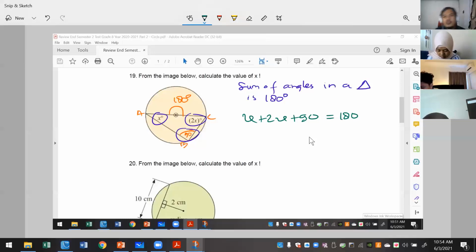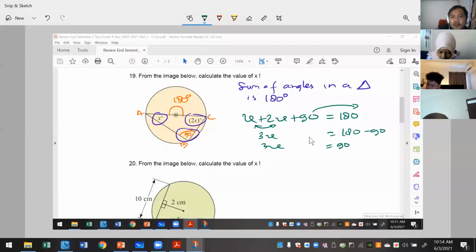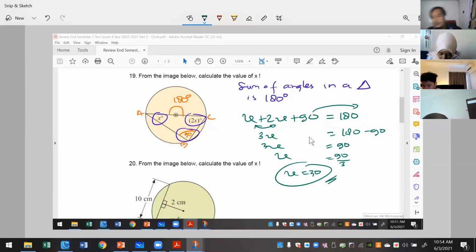Okay, so you can just add these two because they are like terms. This is 3x. I can just move that there. So I have 180 minus 90, right? So 3x equals 90. So x equals 90 divided by 3. Then x equals 30. And there we go, you have the final answer.